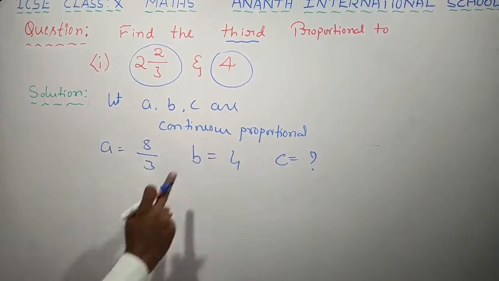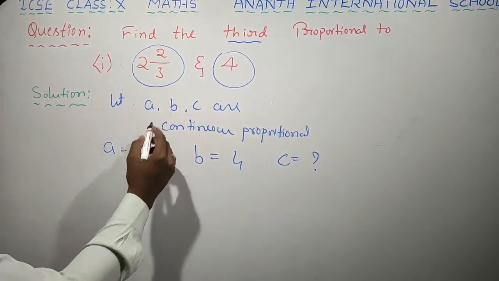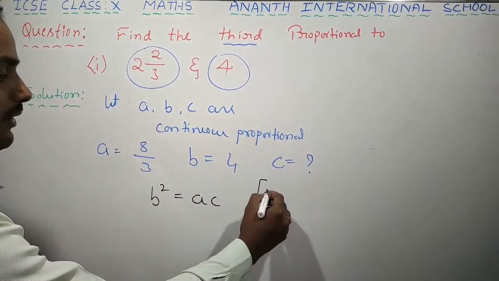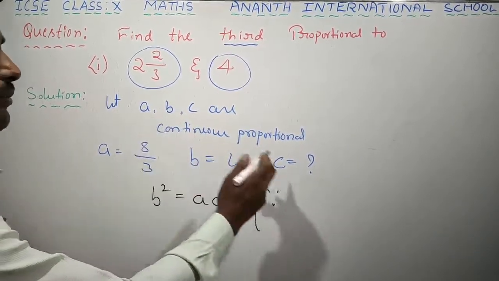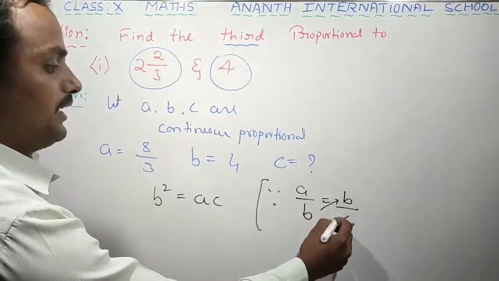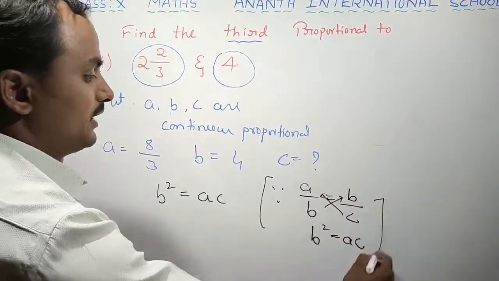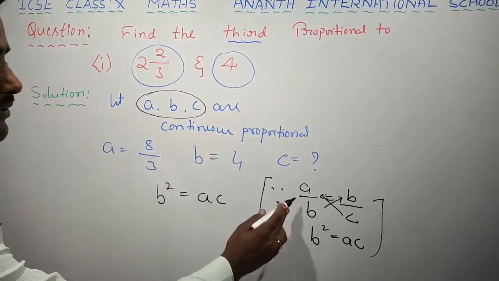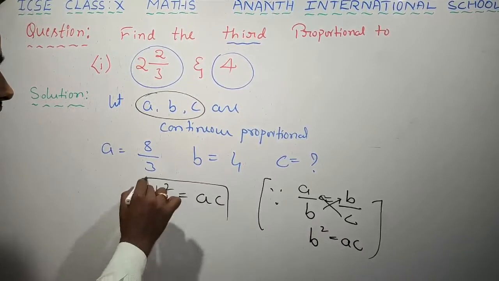See, A, B, C are in continued proportion means according to the condition, B square is equal to AC will come. How will it come? I showed already. I will write once again. Three quantities are in continued proportion means A by B is equal to B by C. Cross multiplication, what happens? Then B into B, B square is equal to AC will come children. Like this, three terms are in continued proportion means we write it in ratio, then we do the cross multiplication. This formula will come children.